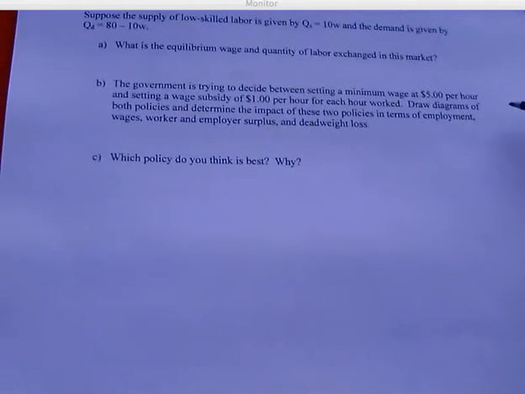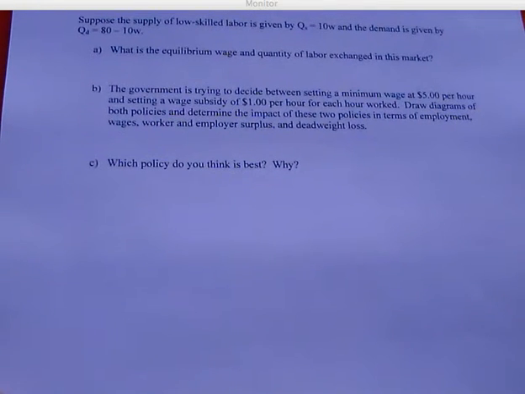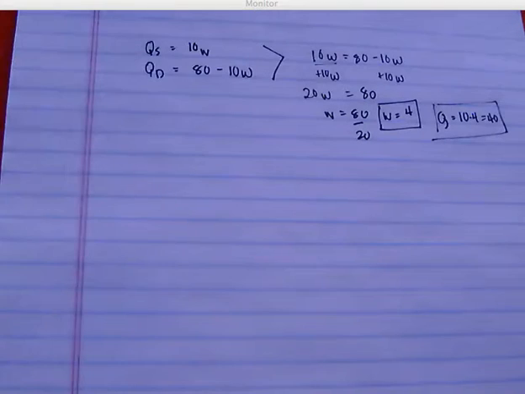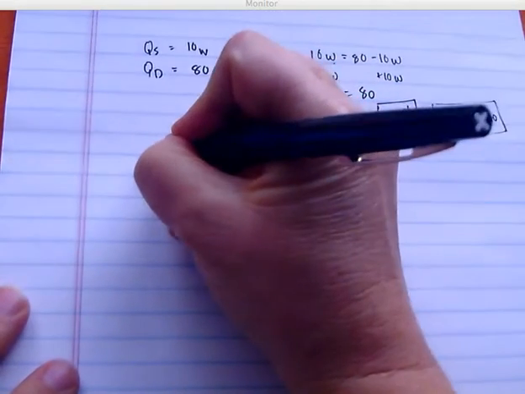And so this suggests that we should do it by looking at diagrams as well as doing the calculations. All right, so let's start off with the price floor because we haven't done that before. Okay, so we've got a price floor of $5. So let's just start by thinking about what this looks like. Okay, so let's draw our graph.